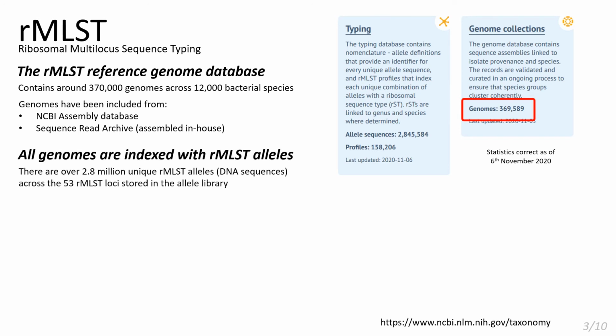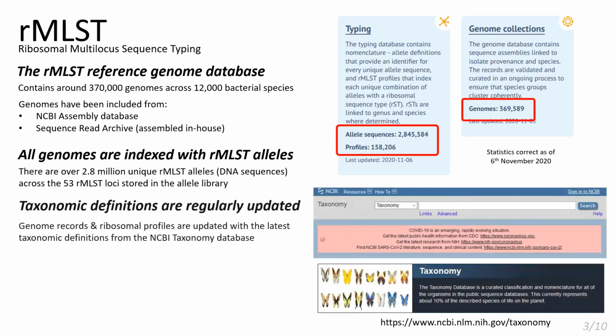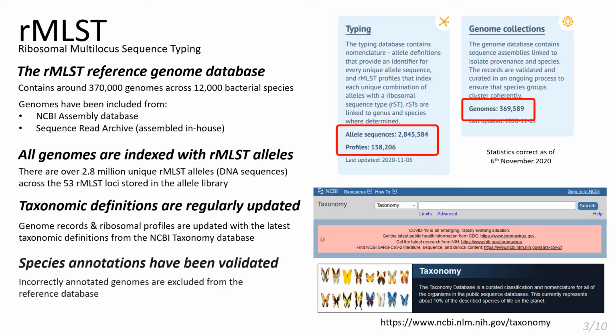All the genomes have been indexed with rMLST alleles, and there are currently over 2.8 million unique rMLST alleles across the 53 loci stored in the allele library. Taxonomic definitions are regularly updated from the NCBI taxonomy database. The species annotations of reference database entries have been validated, and incorrectly annotated entries are excluded.